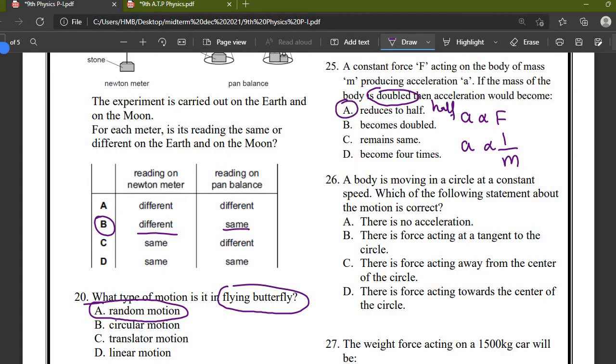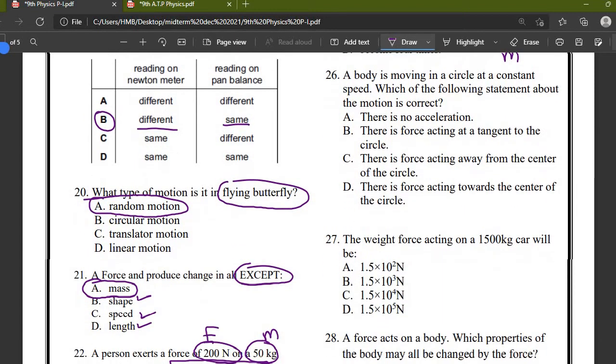Option A is the right answer. A body is moving in a circle at a constant speed. Which of the following statements about the motion is correct? So the body is moving in a circle at a constant speed, so the motion is circular motion, and the force acting on it is the centripetal force.